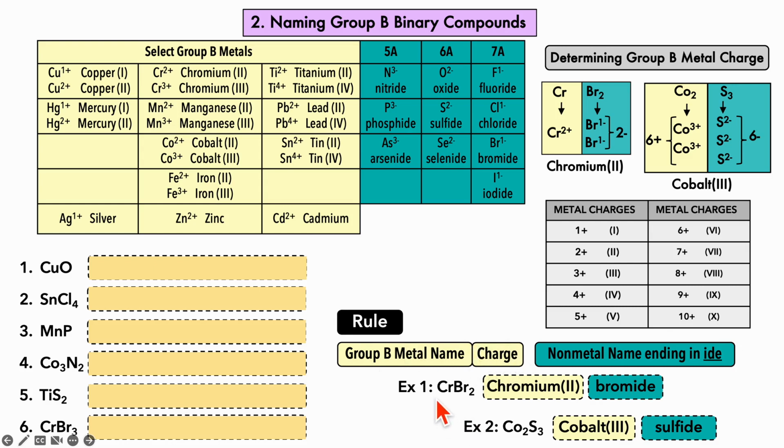Now let us examine our first example, CrBr2. Cr is chromium, so you would name the metal as chromium. Br is bromine. Remember, bromine needs to end in -ide, so it'll be bromide. The metal needs to have a charge. How do we get the charge for the metal? We get the charge for the metal from the non-metal side.